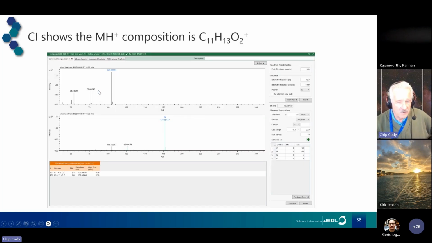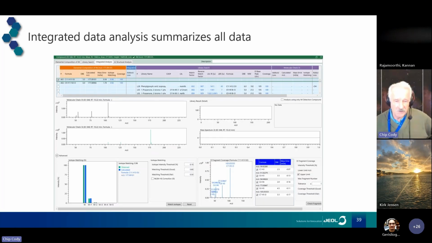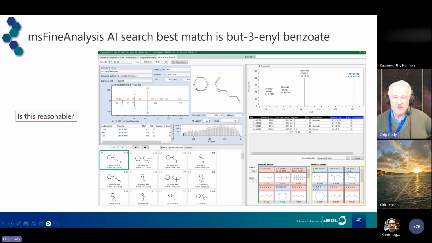Instead, we look at the data. Chemical ionization shows us that the protonated molecule is C11H13O2. So if that's the composition, then we have our integrated analysis tab here. This shows us all the information that we have. And if we carry out the AI analysis, this comes up with the structure of the butynyl benzoate.